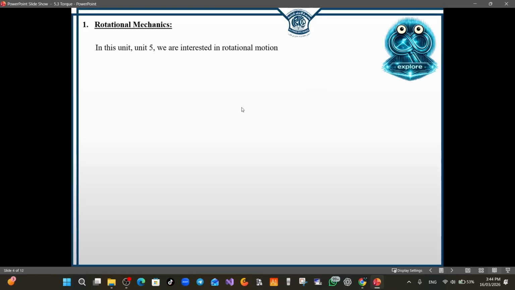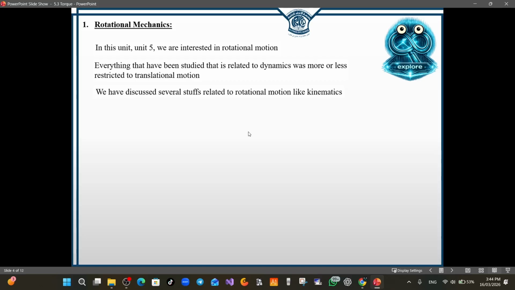Part 1, rotational mechanics. In this unit 5, we are interested in rotational motion. Everything that has been studied related to dynamics was more or less restricted to translational motion. We have discussed several topics related to rotational motion, like kinematics, but this was just the beginning, to complete this picture across dynamics, basically units 2, 3, and 4.